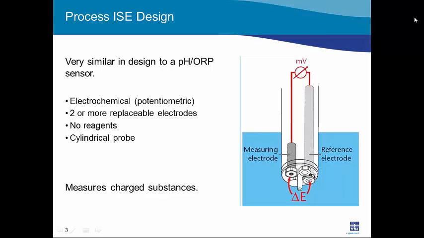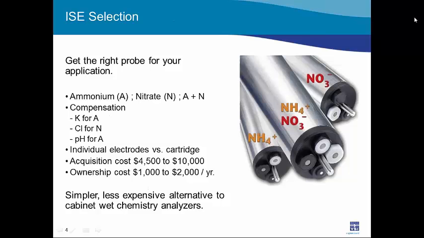So like pH and with all ISEs, which are very commonly used also in the lab, they measure charged substances. So only things that have a charge can be measured with this technology. NH4 plus, for example, or NO3 minus.